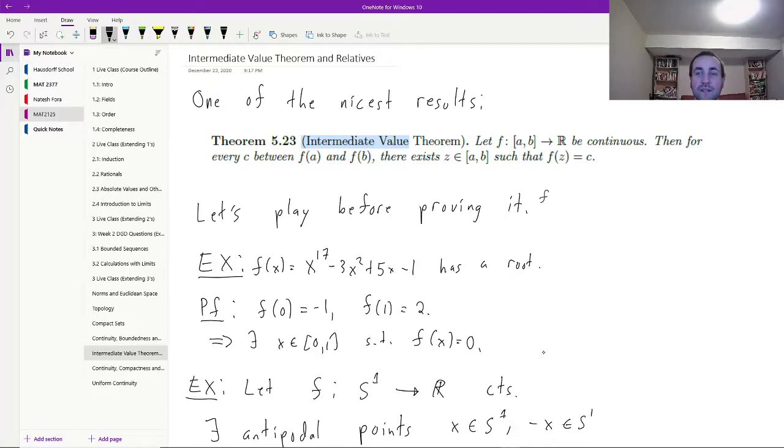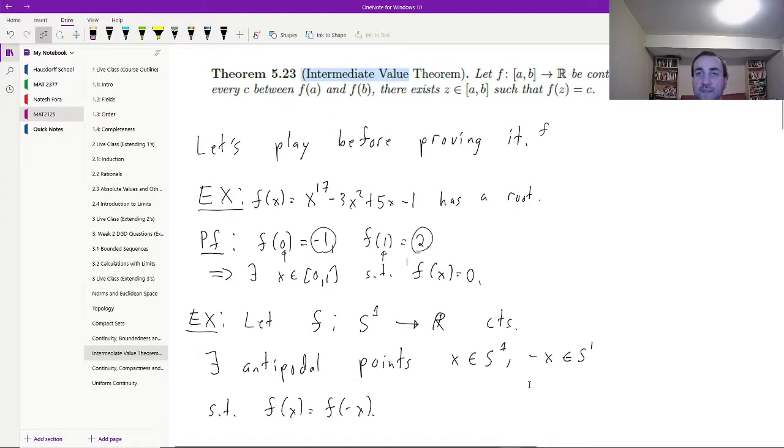So we just compute immediately that f of 0 is minus 1 and f of 1 is equal to 2. And by the IVT, there exists some point x between 0 and 1 so that f of x is 0, and that's just because 0 is between minus 1 and 2, these two values. So that's it. Very, very easy to use, and we get this non-obvious fact that this polynomial has in fact a solution, at least among the reals.